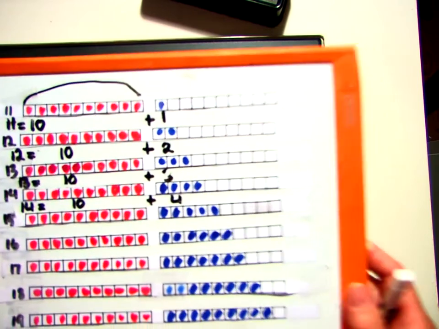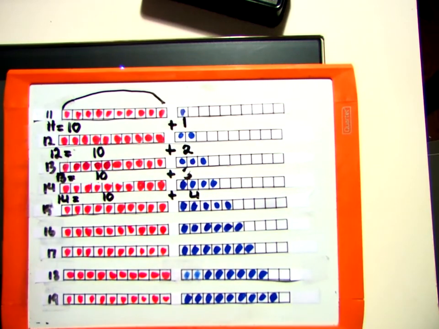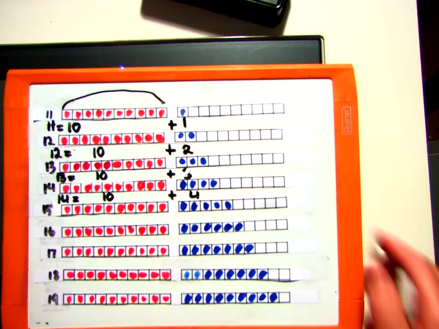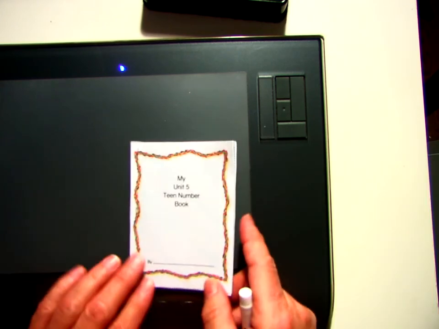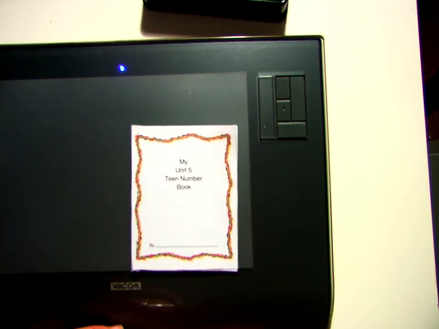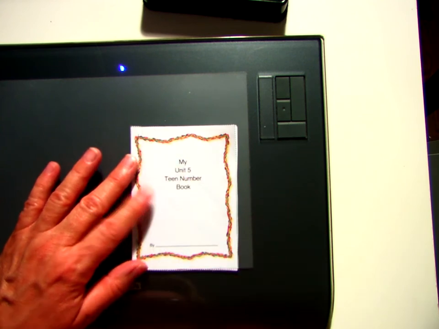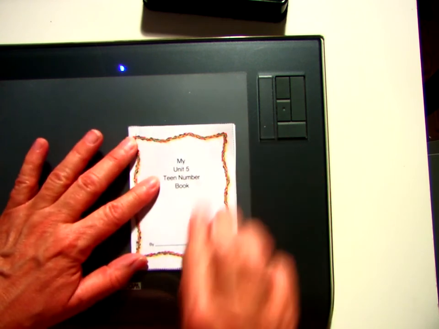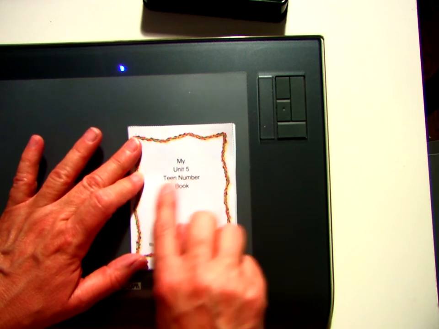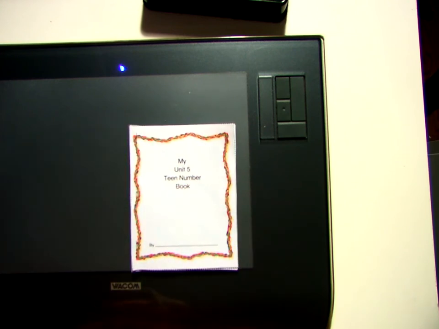Now, in your math book, you guys are going to do a page like this. I have it listed on the activity slide, and you're also going to make a little book that came out of your math expressions book. And again, it's listed on the activity slide, the page numbers. And so mom and dad might have to help you pull the pages out and then cut them apart, okay? So I already prepared mine. It's called My Unit 5 Teen Number Book. And you can put your name on it.